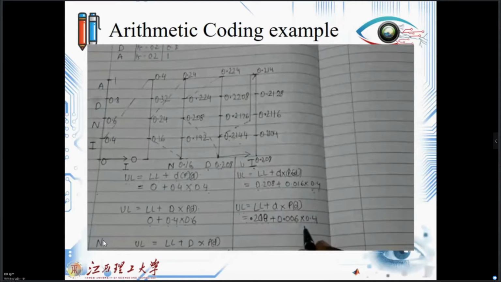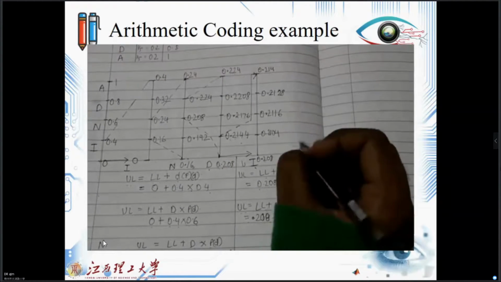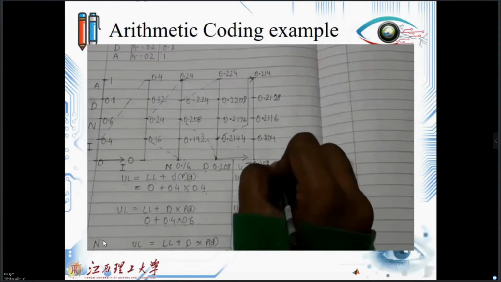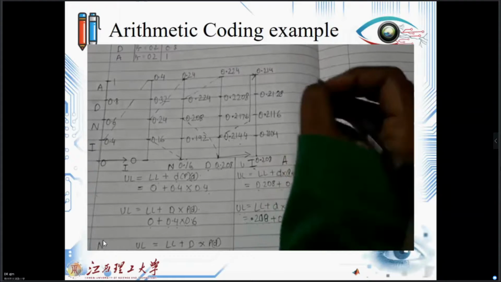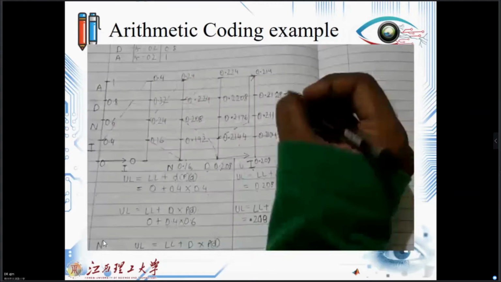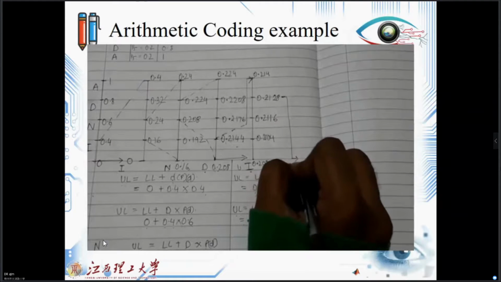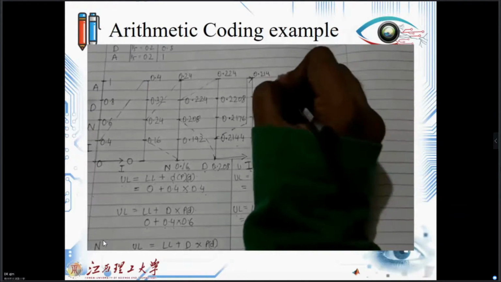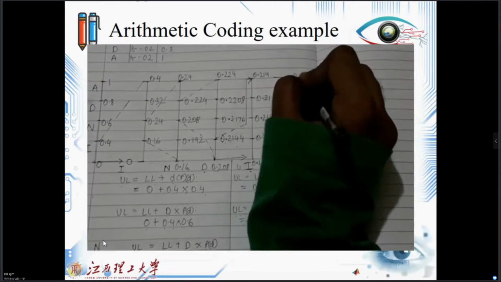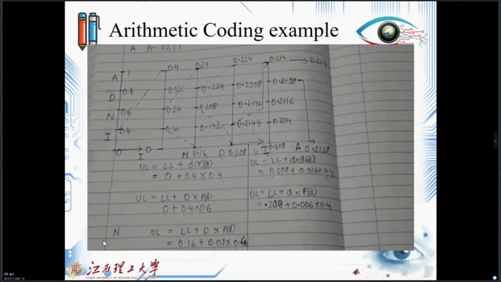We calculate I and DI, and the A remains. Let us see. Last letter is A. But where is the range? Range is between 0.8 and 1 as the original one. But now the lower value is 2128. We will put here as the lowest, and highest is 0.21, yes, 14. Then it will be finished, and we do the arithmetic coding with some word.